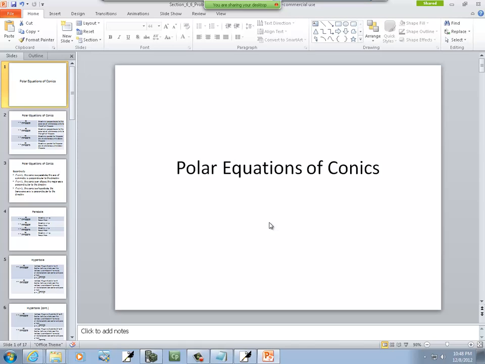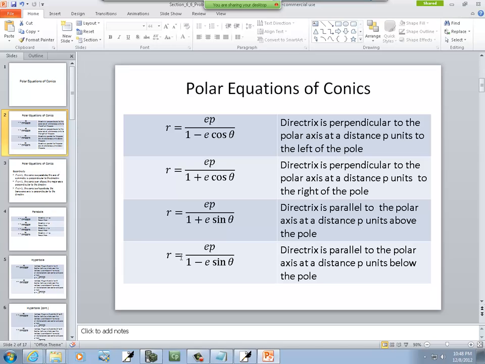Let's take a look at polar equations of conics. Now we've got different forms. R is equal to EP over 1 minus E cosine theta. And if it's in that form, your directrix is perpendicular to the polar axis at a distance p units to the left of the pole.